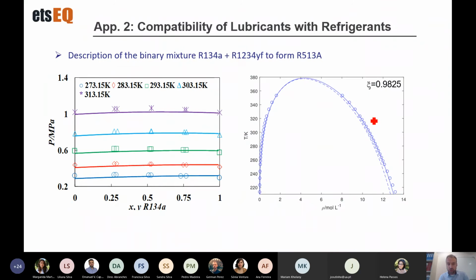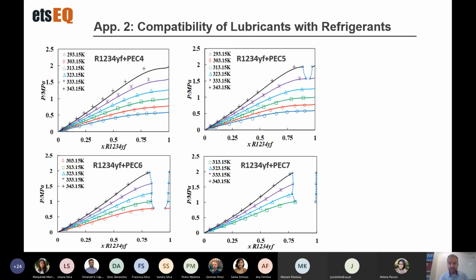This is the description of the refrigerant. First of all, the vapor-liquid equilibrium of the mixture of R134A and R1234YF, which are the ones that form this one. And this is the temperature-density diagram of the mixture at the composition that they form this refrigerant. Once we had that, we proceeded to describe the solubility of the different refrigerants in these lubricants.